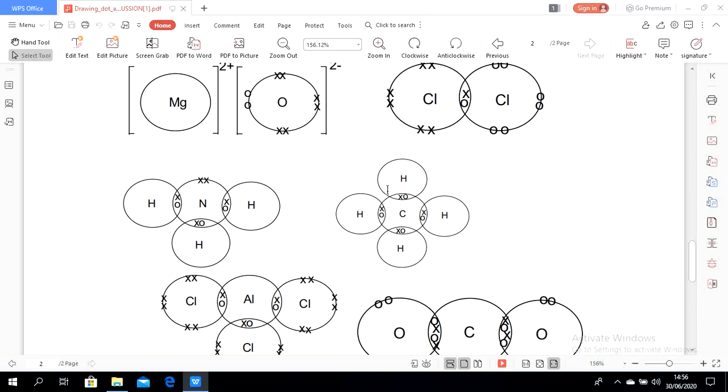This one, CH4 methane, there are 4 bond pairs here. Carbon is covalently bonded to 4 different hydrogen atoms. So the central atom has 4 bond pairs, no lone pairs. 4 bond pairs, no lone pairs, the shape is tetrahedral. The bond angle is 109.5 degrees.